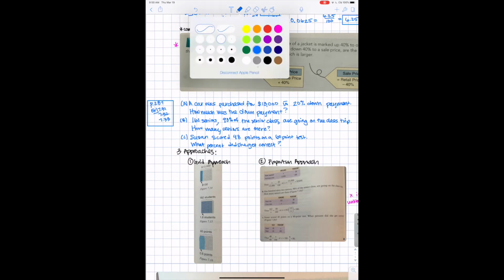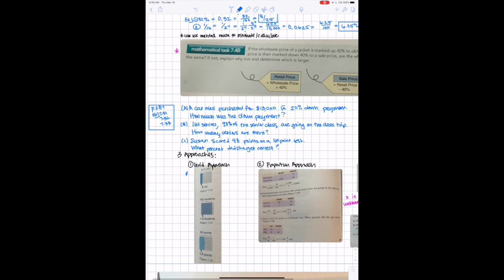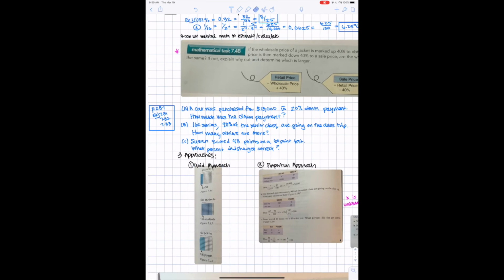Each one of these diagrams represents a different part of the problem. So this first diagram represents problem A, the second one represents problem B, and the third one represents problem C. Let's just look at this first problem real quick. Again, a car was purchased in total for $13,000, and we put down a 20% down payment. We want to know how much money that actually is.